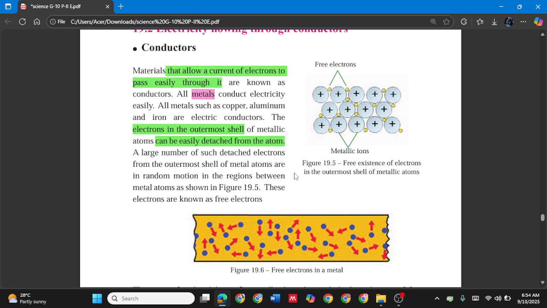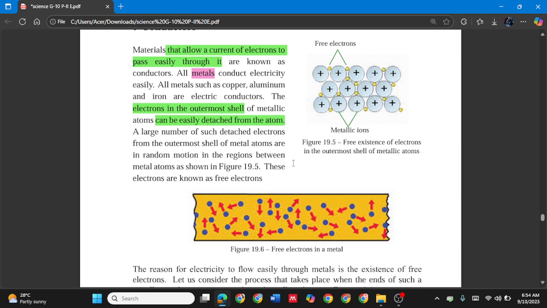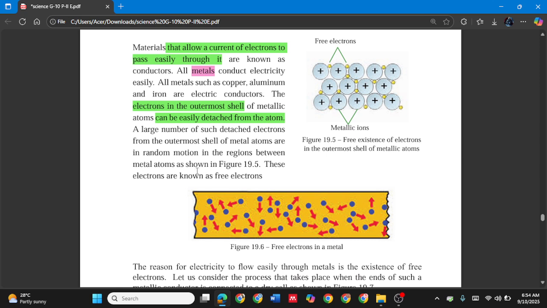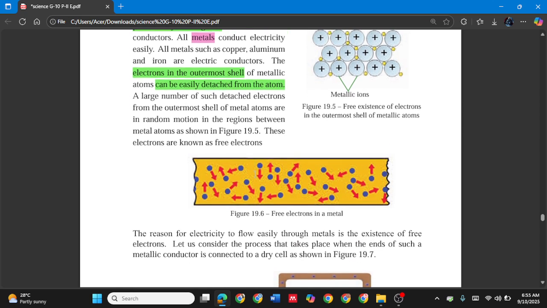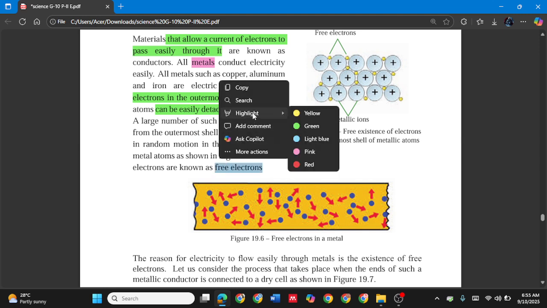A large number of such detached electrons from the outermost shell of the metal atom are in random motion in the region between metal atoms, as shown in figure 19.5. එතකොට ඒවා random motion එක තමයි තියෙන්නේ. We call these normal electrons in random motion free electrons. So these free electrons are what a metal has.